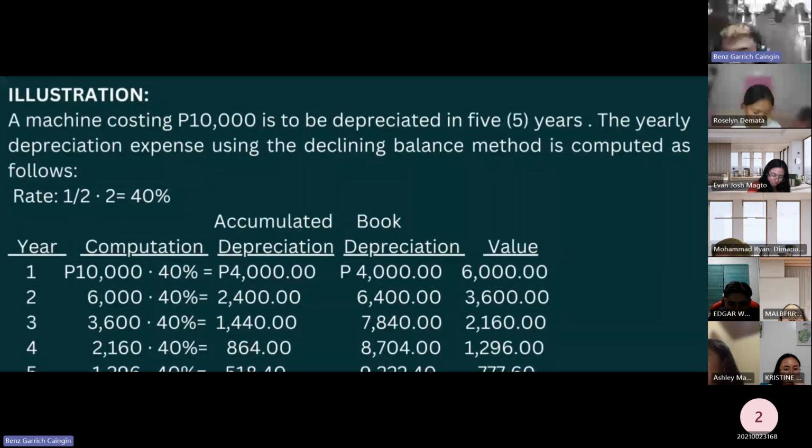So here we have the rate. 1/5 times 2 equals 40%. So in the data below, we have the year, 5 years, the computation, the accumulated depreciation from the computation, also the book value and the depreciation.